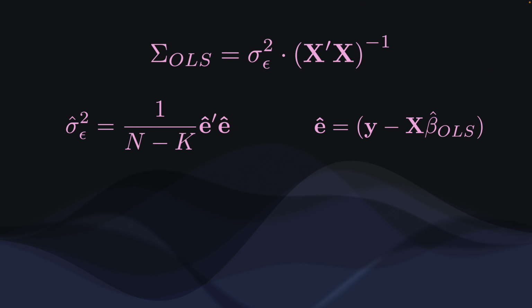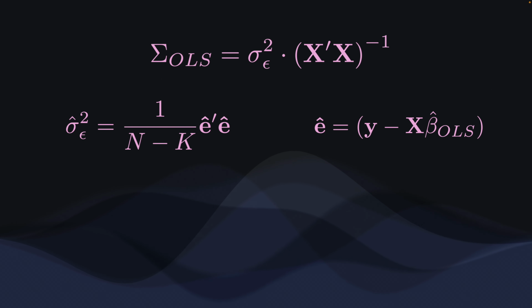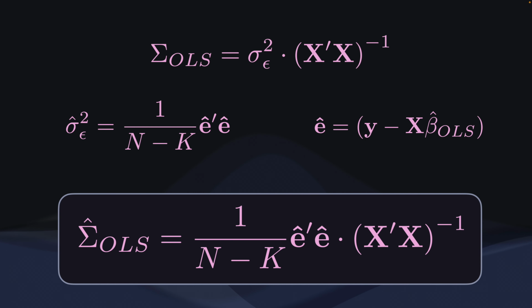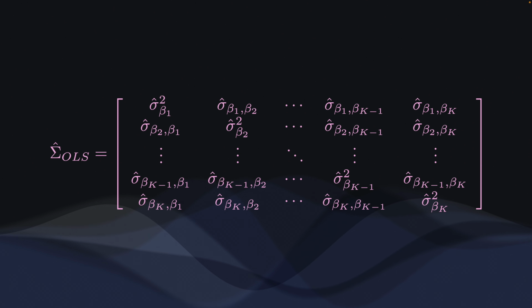e is a vector of residuals. e'e is then the dot product of the residuals with itself, which is the sum of squared residuals. We then divide by n minus k to get the average squared residual. The minus k is needed to make our estimator of the variance of epsilon unbiased. The estimate of the covariance matrix is then this big formula, which actually looks like this.